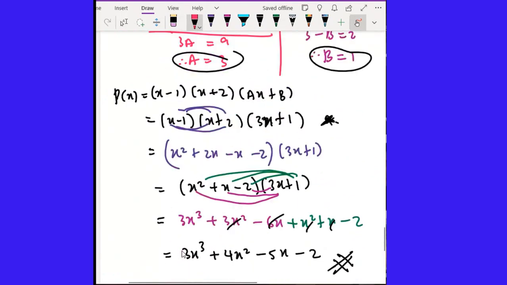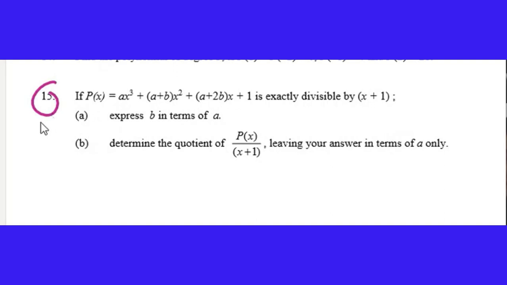Dah. Kita tengok number 15. Number 15, P of x exactly divisible by x plus 1. So P of negative 1 is equal to 0. Express B in terms of A. Okay, you can use long division and express B in terms of A, or use factor theorem. Better use factor theorem, substitute negative 1, okay, tempat X ni, and show is equal to 0. Settle lah.